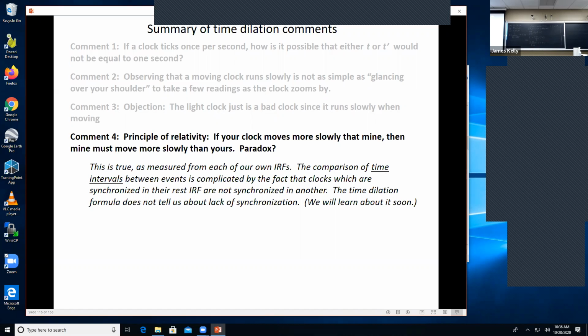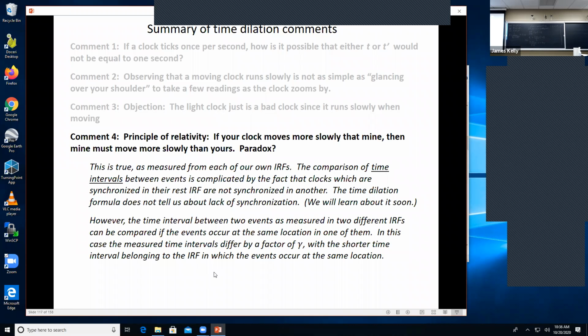That's only natural. But that's the best we can do. We can't have them synchronized from other people's points of view. The time dilation formula doesn't tell us about this lack of synchronization, but we can compare the time interval between two events as measured between two different inertial reference frames in the special case where a single clock is present at both the events we're interested in.